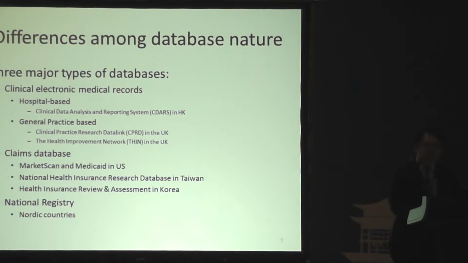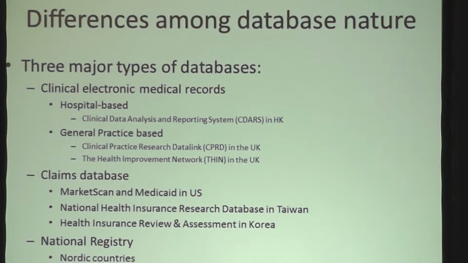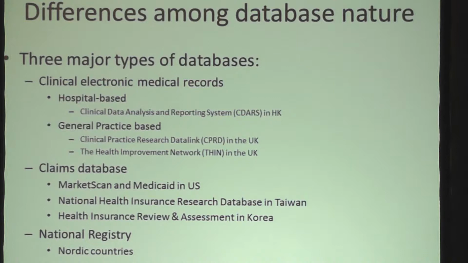Because of the data, we have differences among the database structure. Based on that, we could classify them into three major types of databases. Some of them are clinical electronic medical records. Among these, we have some hospital-based ones, such as the Clinical Data Analysis and Reporting System, which we call CDARS in Hong Kong. It's a hospital-based database. On the other hand, in the UK, we have the general practice-based databases, the famous CPRD and also THIN. And in the US, in Taiwan, and also in Korea, we have the claims databases.